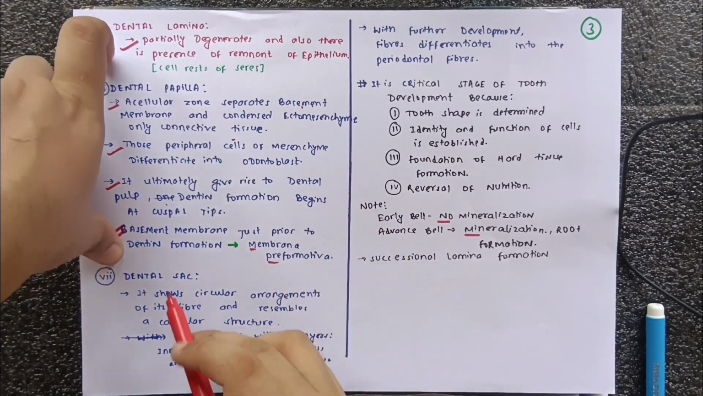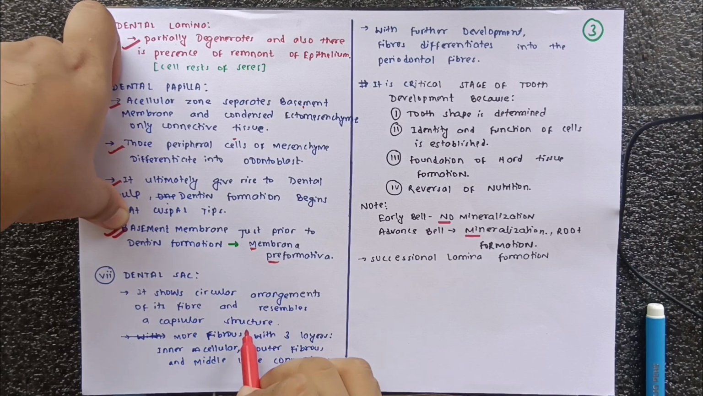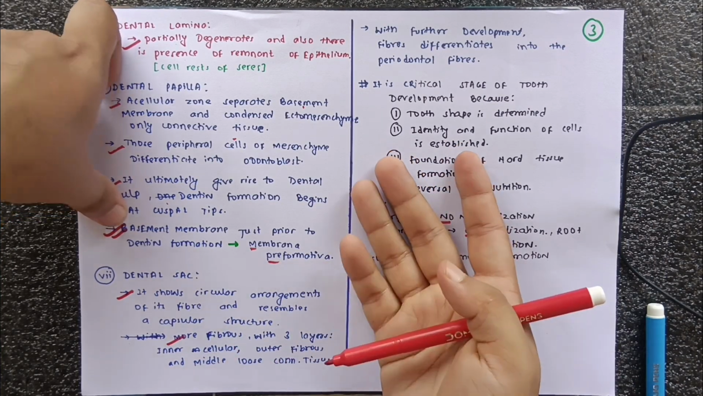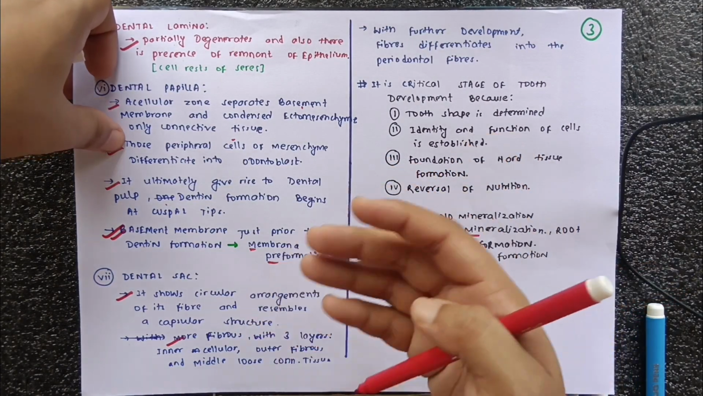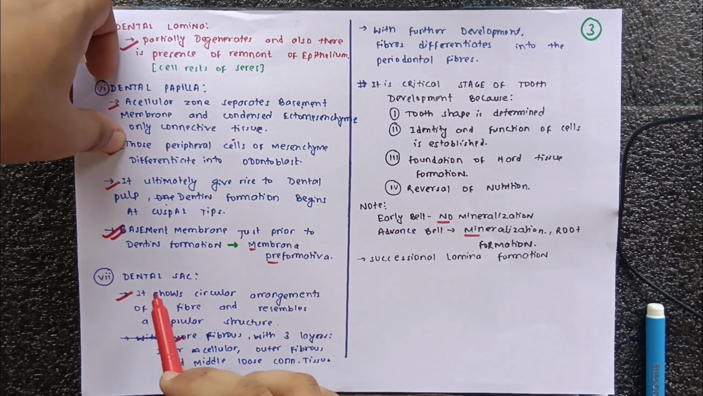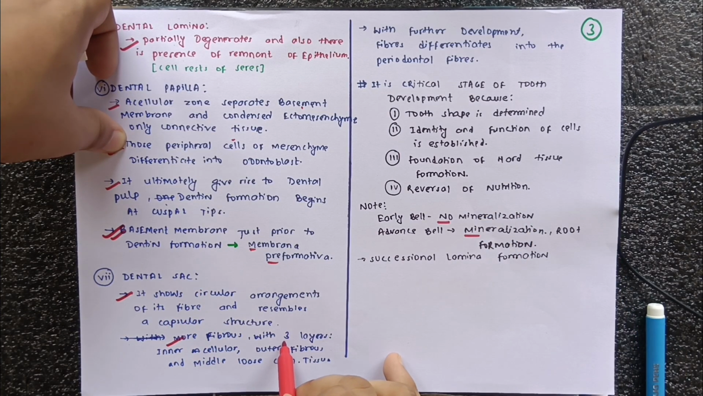After that, the dental sac shows a circular arrangement of its fibers and resembles a capsular structure. It is more fibrous, with three layers: inner cellular, outer fibrous, and middle loose connective tissue. With the development of the tooth, as it proceeds, the dental sac also develops and becomes more fibrous, so there is formation of three layers, particularly the inner cellular layer, the outer connective tissue layer, and a fibrous layer in the middle.